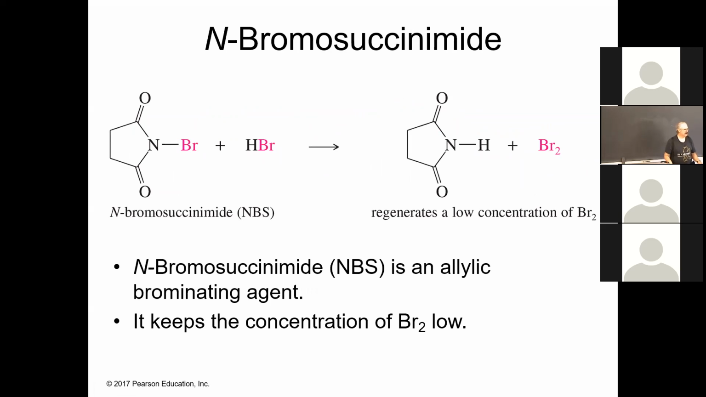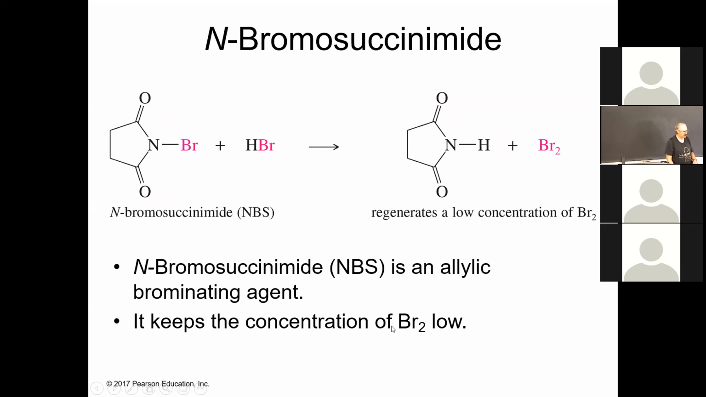Okay, this is a special reagent that is used specifically for allylic bromination. It's called N-bromosuccinimide. The capital N indicates that the bromine is located on the nitrogen.